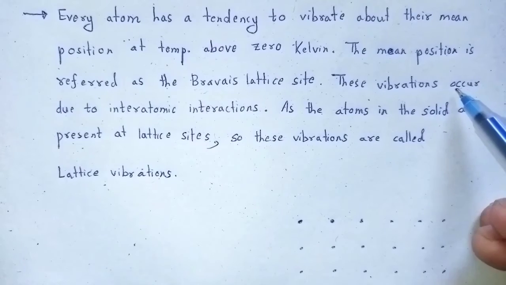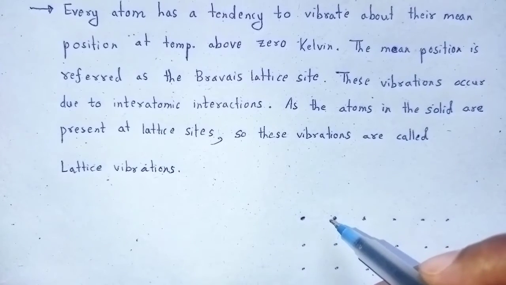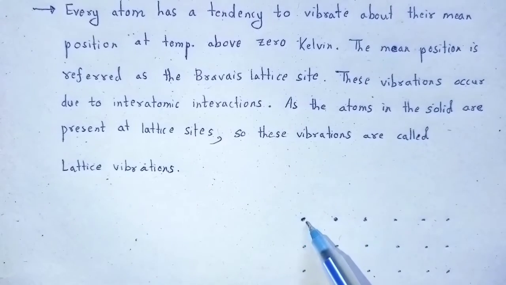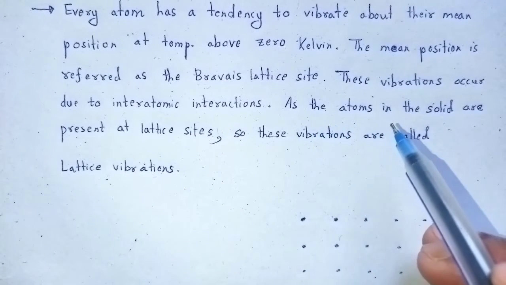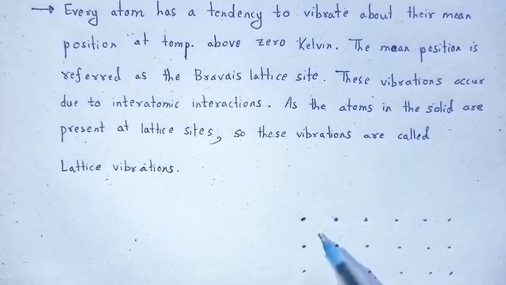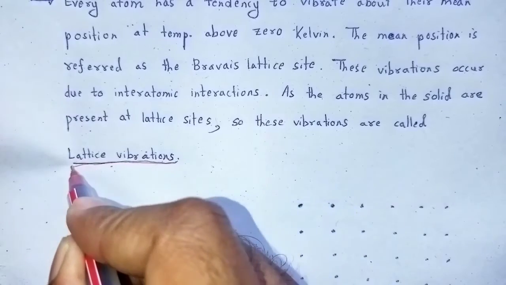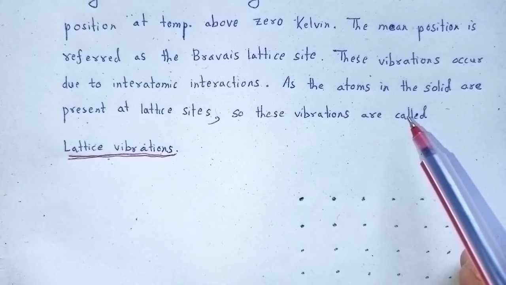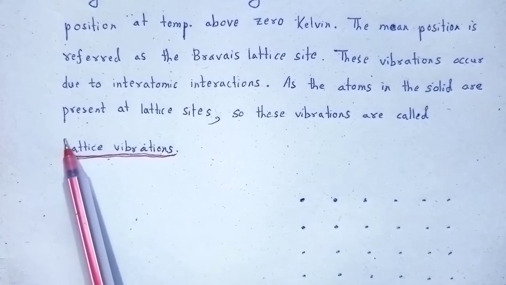These vibrations occur due to interatomic interactions. Why do these atoms vibrate above 0 Kelvin temperature? Due to the interatomic interactions between these atoms. As the atoms in the solid are present at lattice sites, we call that kind of vibration lattice vibrations. The vibrations of these atoms present inside the solid are known as lattice vibrations.